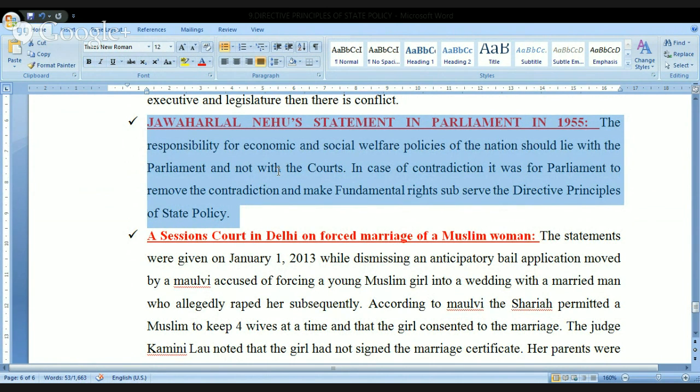This is what is happening since the beginning. Court is in favor of the fundamental rights, but the state is in favor of the DPSP. That is the reason why various statements have come into the picture.